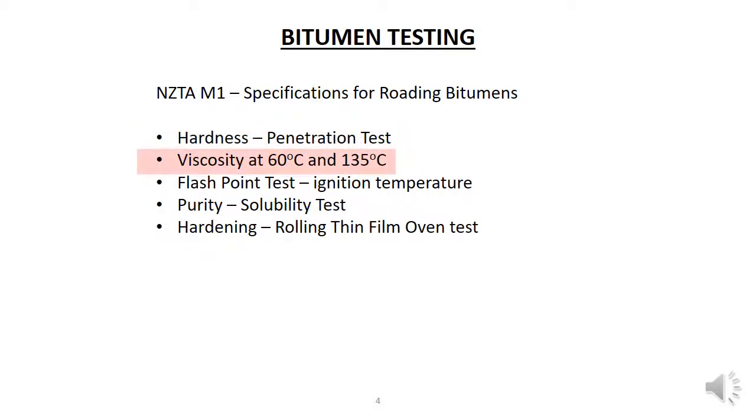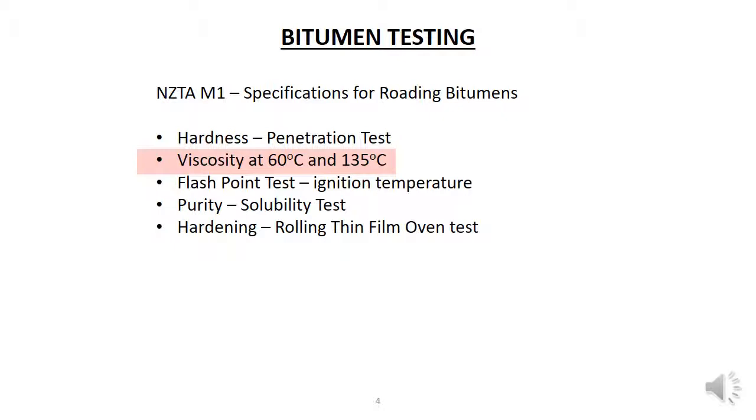Viscosity is the measure of the substance's resistance to flow. Bitumen needs to have a low viscosity to allow it to be sprayed and mixed, but a high viscosity in service so it can resist traffic flows. So there are two measures of viscosity for a bitumen. The first is its viscosity at 60 degrees centigrade, which is the hottest temperature that a road is likely to experience in service.